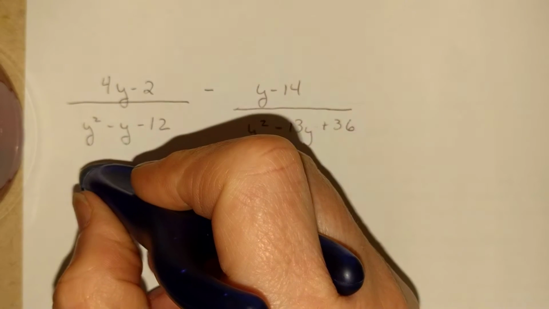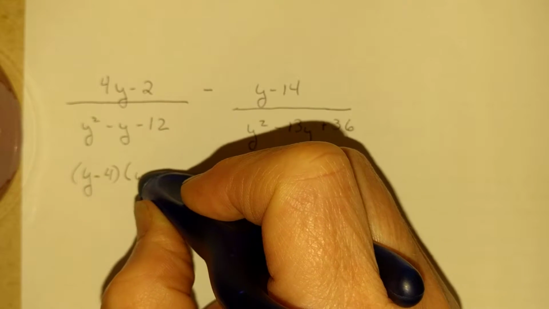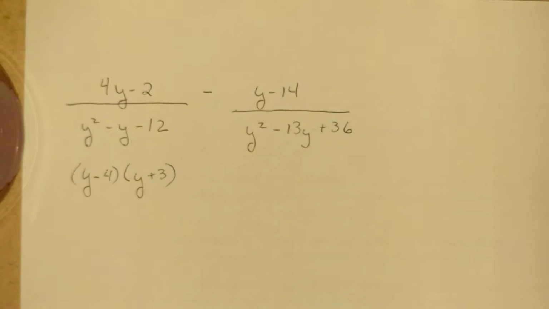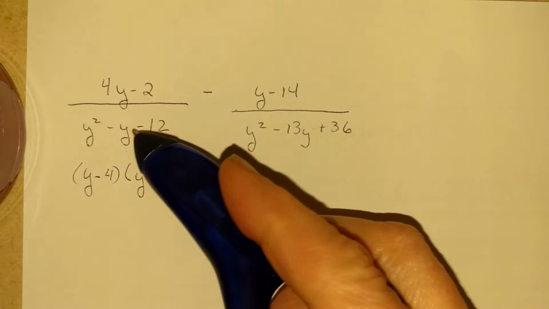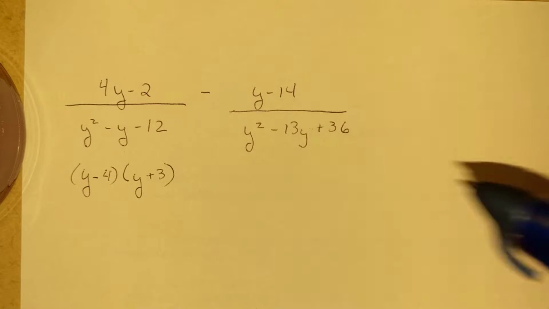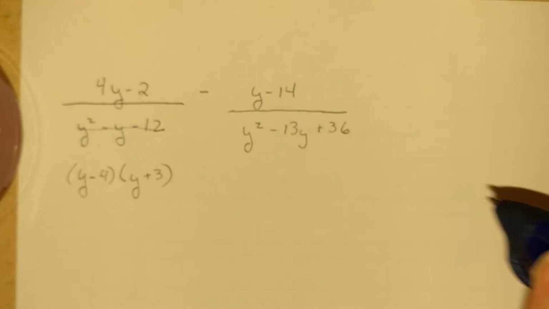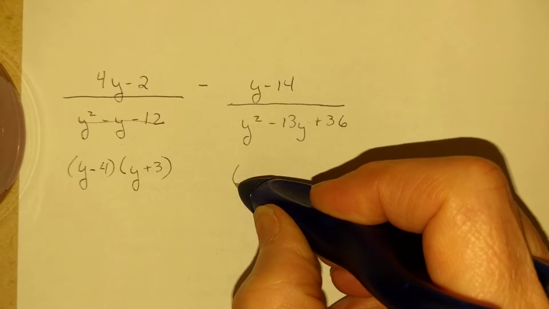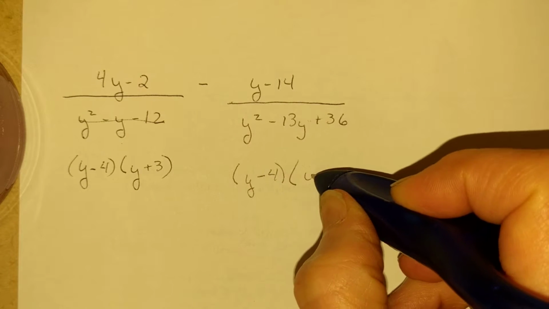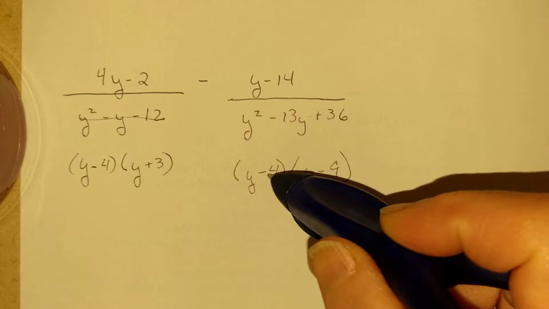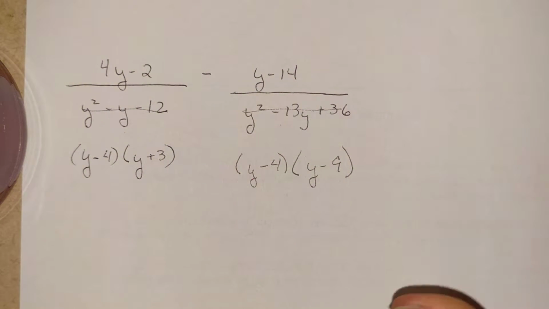So this factors into y minus 4 times y plus 3. Always check and make sure you have it factored properly. If you need to, please expand it out so you don't make an error there. Y minus 4 times y minus 9. And again, just check and make sure you have it factored properly.